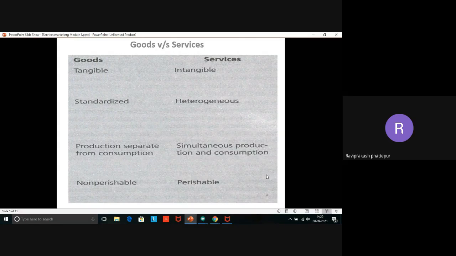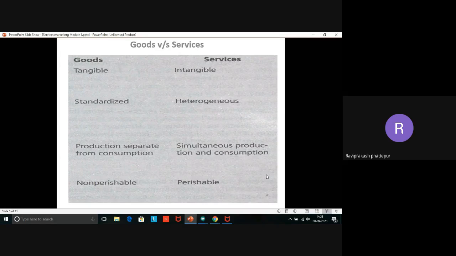So if you buy a chair, it will be of a certain height, of a certain quality, of a certain make, something like that. It is standardized. So services, they are heterogeneous. They may change or may not change with the time or the person who is providing the service.